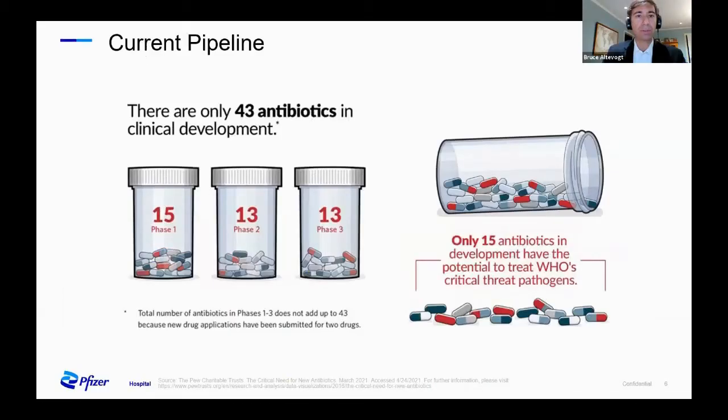We have seen from Pew Charitable Trust in their analysis of the current antibiotics pipeline that was released in April of this year, that there are currently only 43 antibiotics in clinical development. Many of these are still in phase 1 or phase 2. What that means is they're still 5-10 years from being into a patient, even if they are successful. Of these 43, only 15 of them are really addressing the critical pathogens.